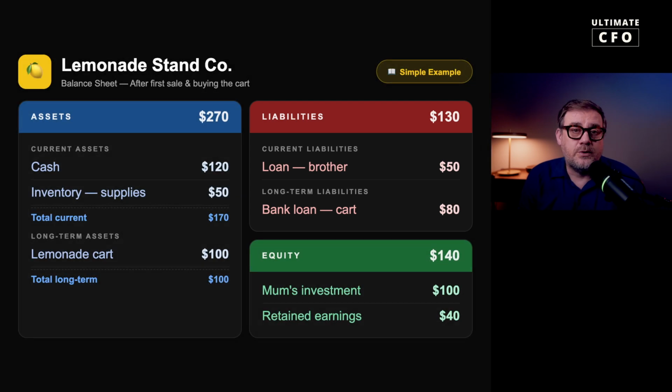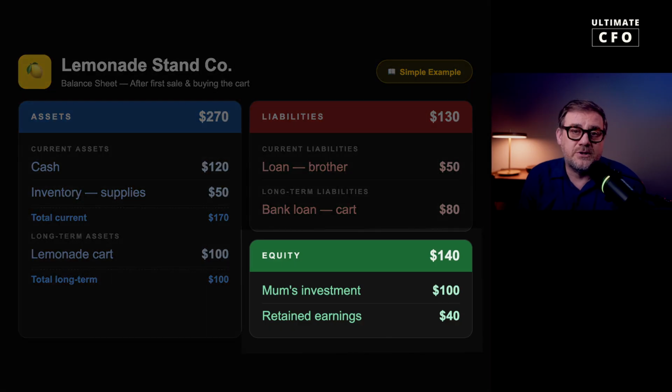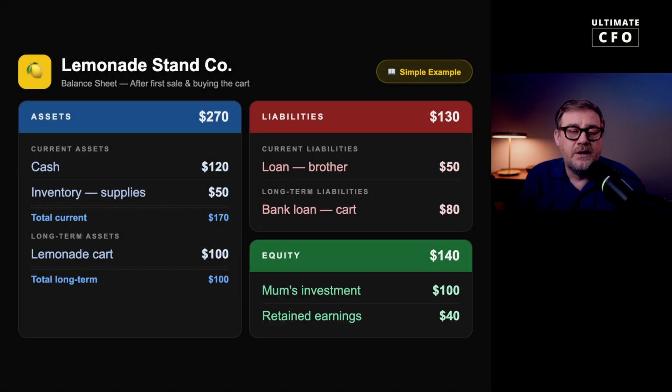And our equity is still mom's original investment of $100 plus $40 of retained earnings. So our total equity value is now $140. $130 in liabilities plus $140 in equity equals $270. Our balance sheet is still balancing.